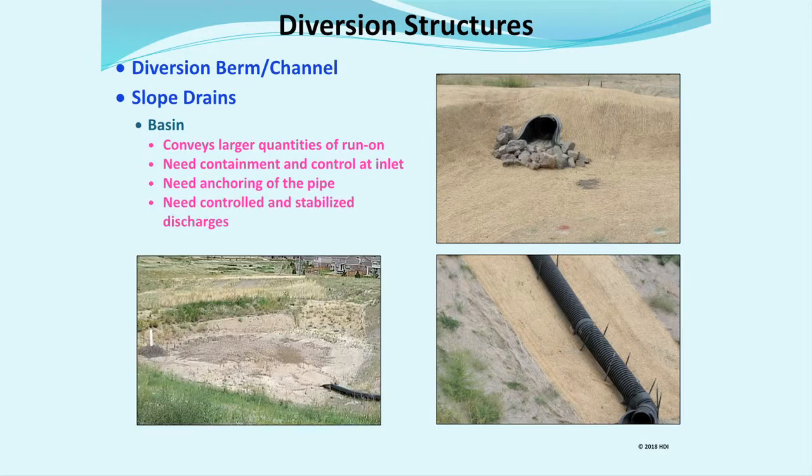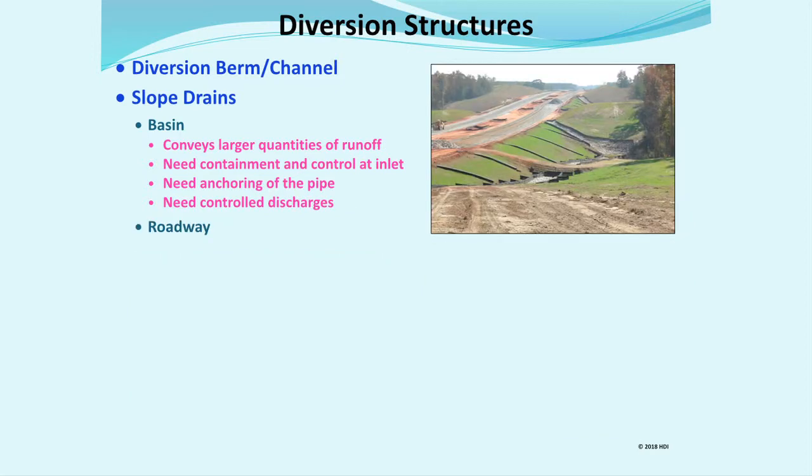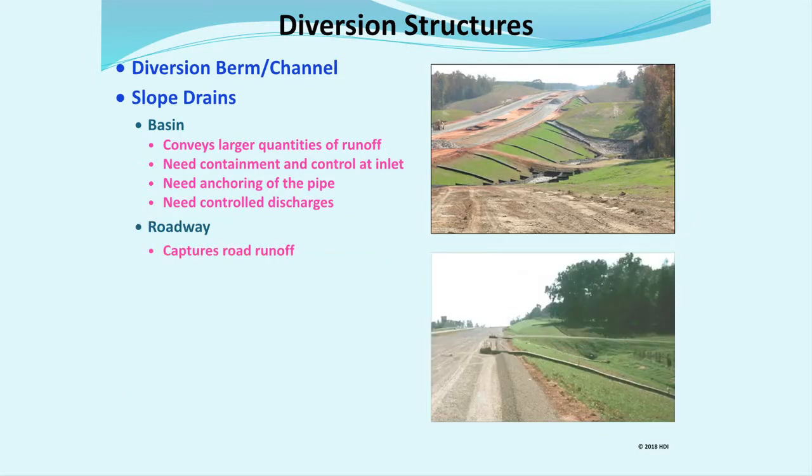And then we need a controlled and stabilized discharge. That was true for the berm, the diversion ditches and berms. It's true for your slope drains as well. Because otherwise we end up with a scouring and that erosion at the discharge end of the pipe. The roadway slope drain is the same idea, but it's a little bit different in that we are typically dealing with smaller flows. And in many cases, we are dealing with multiple pipes versus a basin where we oftentimes have just one large one.